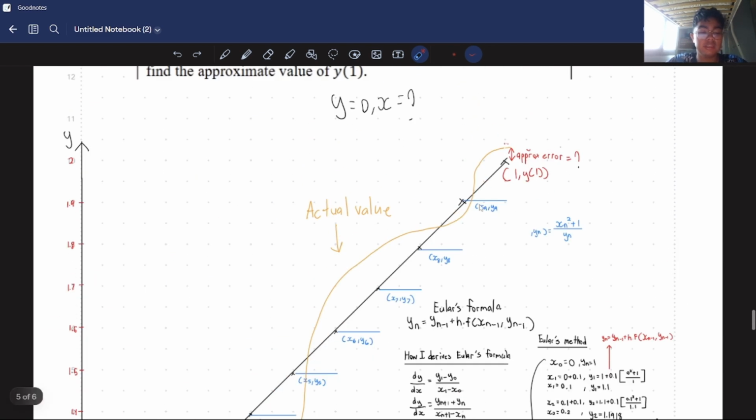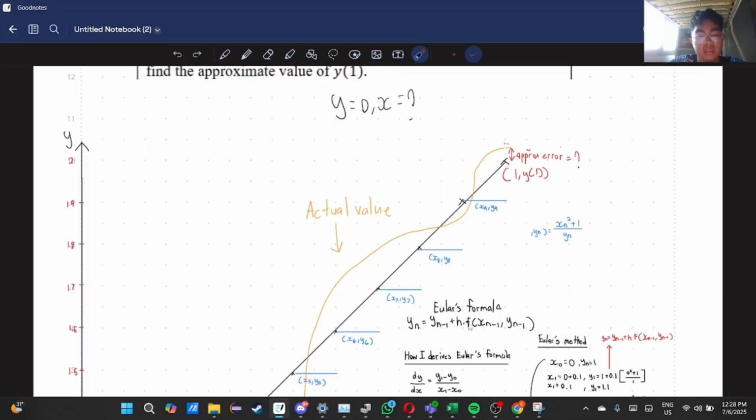One important thing that you need to notice is the approximation error. If you look at the gap between the straight line and the actual curve, you'll see that they don't always match perfectly. This difference between the actual curve and our straight line represents the error in our approximation. Usually the error becomes larger as we move further along the x-axis.